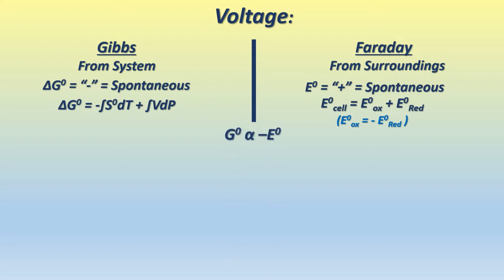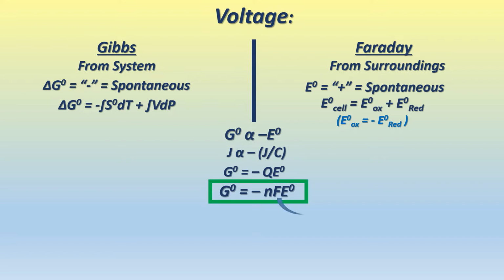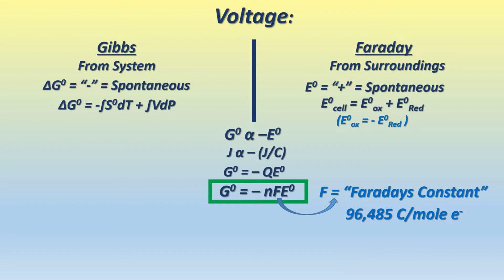So the Gibbs energy and the voltage are related to each other, except opposite in sign. The relationship can be determined by simply looking at the units. The Gibbs free energy is an energy measured in joules. The potential is a voltage measured in joules per coulomb. So essentially, the Gibbs free energy is going to be equal to minus the total charge Q times the voltage, or minus n, the number of moles of electrons, times F, which is Faraday's constant, times the potential. Faraday's constant has a value of 96,485 coulombs per mole of electrons.